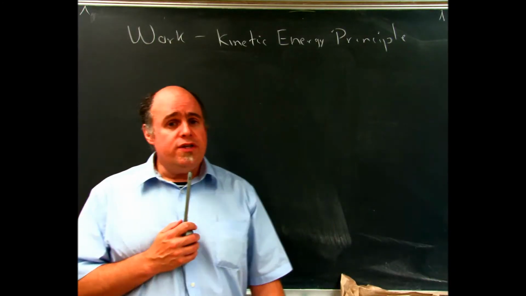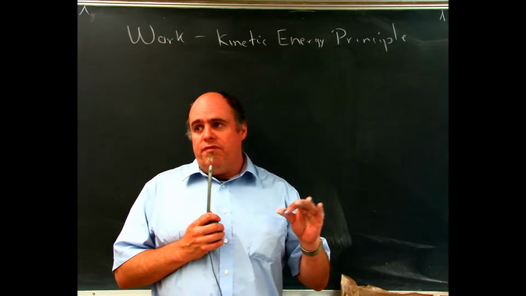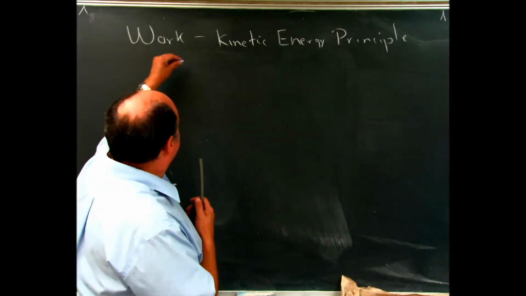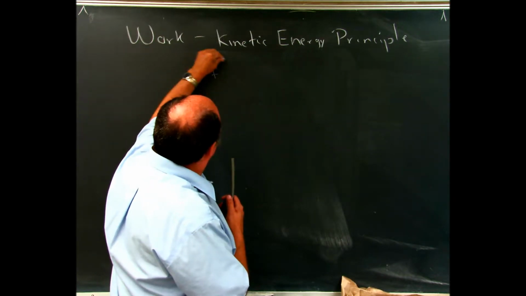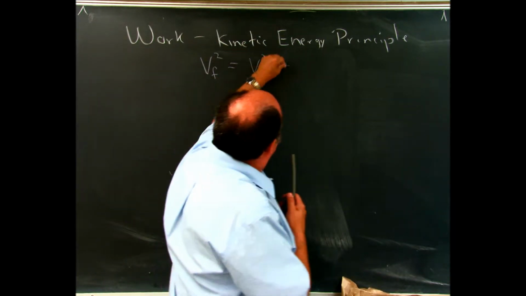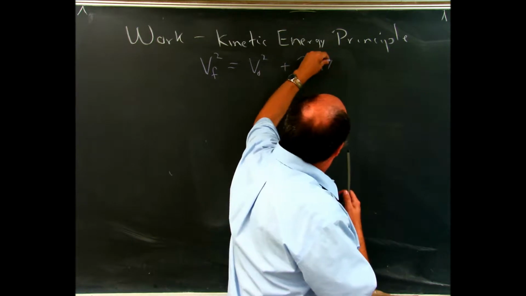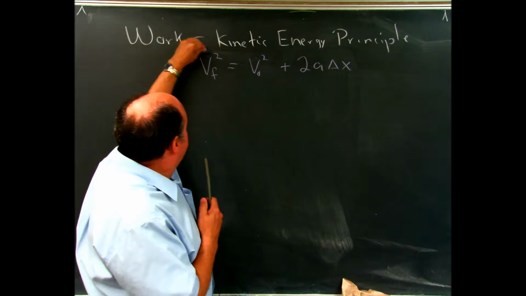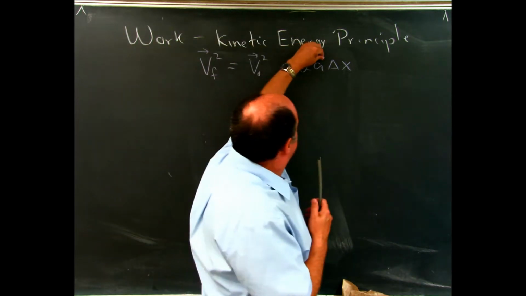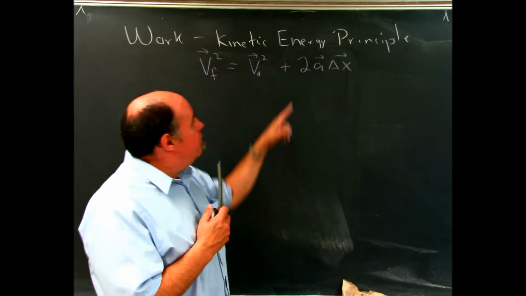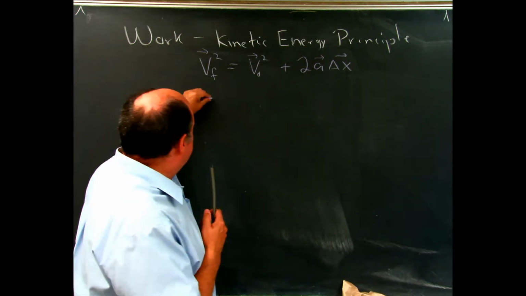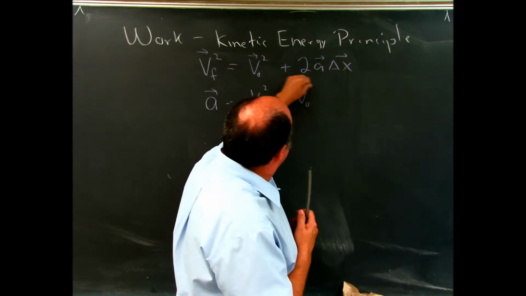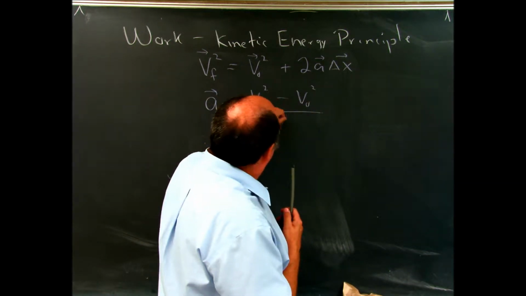Okay, so the way this one starts is I take one of the 4 formulas of constant acceleration, and the formula I want to work with looks like this: V final squared equals V initial squared plus 2a delta x. And remember, each one of those things was basically a vector. I want to solve this for a, so a equals V final squared minus V initial squared over 2 delta x.